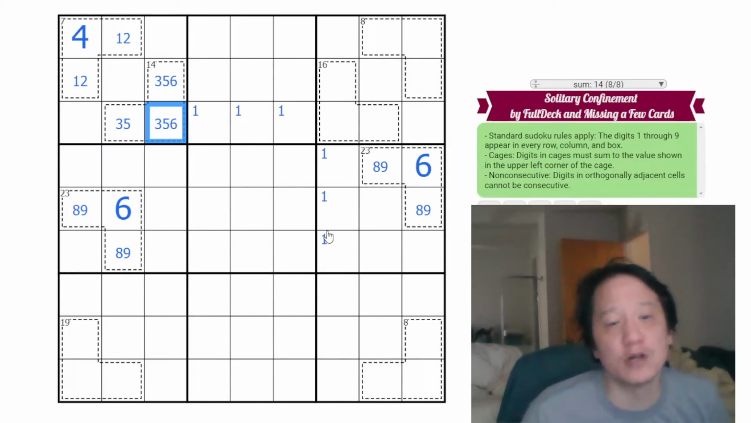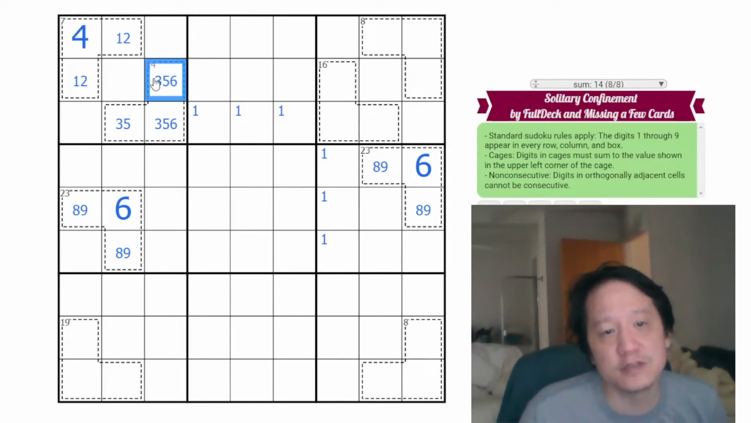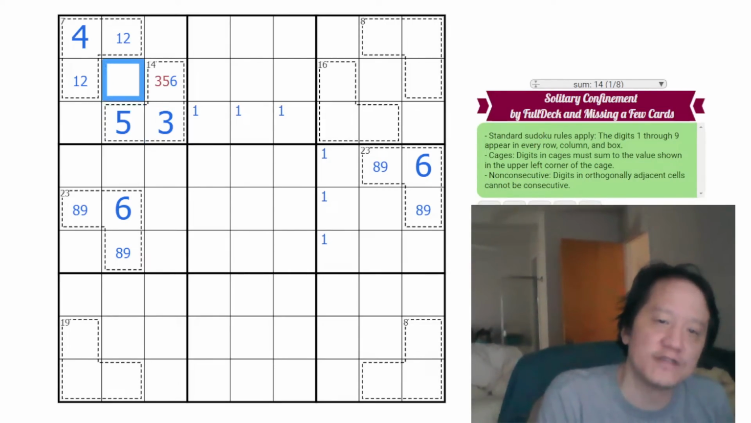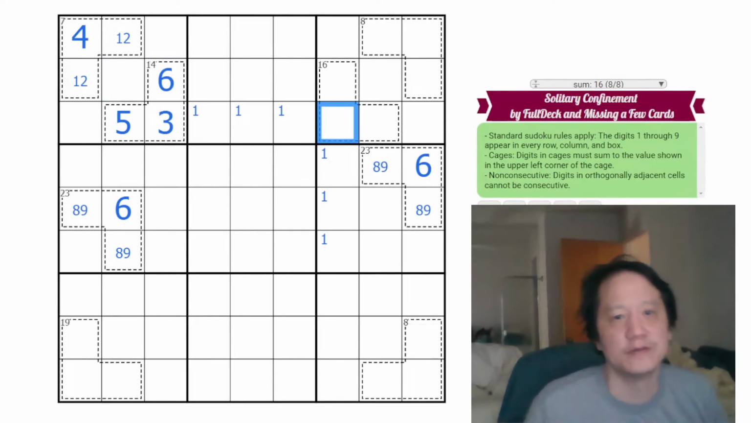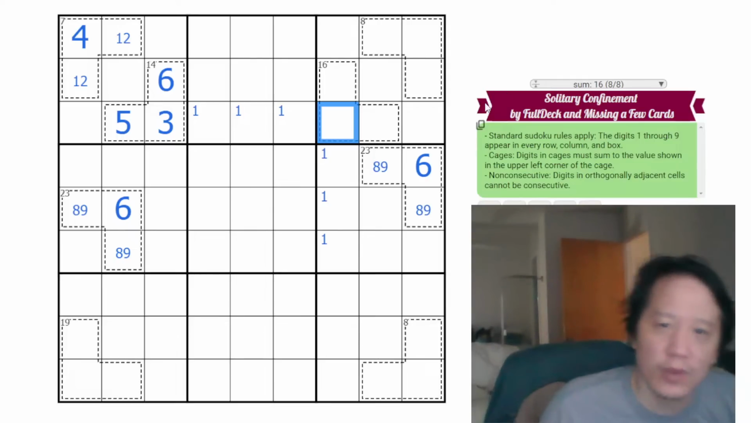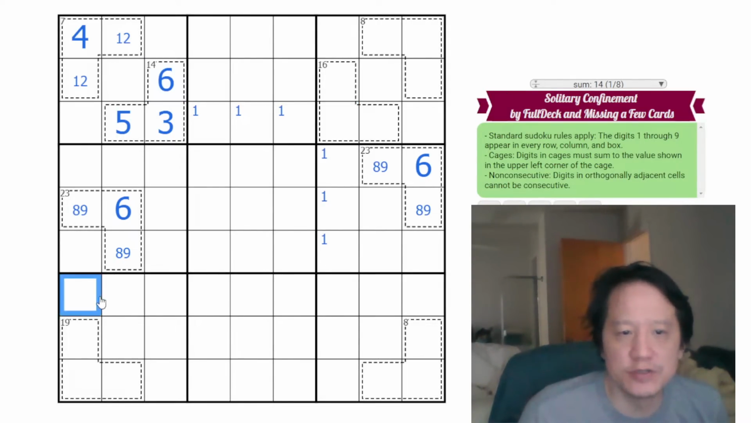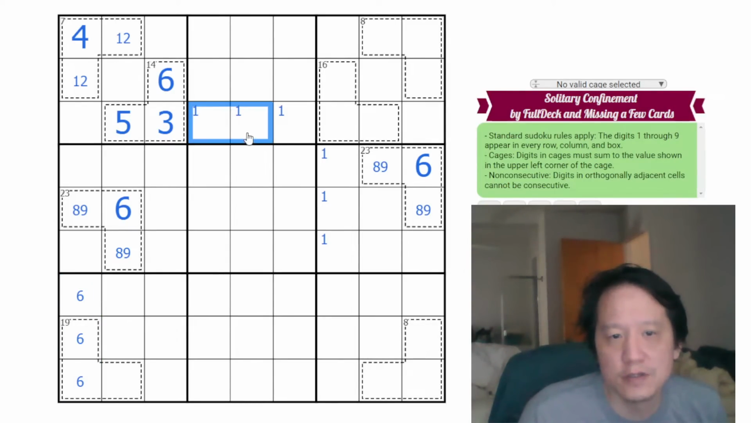Okay, so from the same logic, if this was 5 or 6, one of these would be orthogonally adjacent to this. So this has to be the 3, which makes that 5 and that 6. Okay. So we know 6 is there. The 6 has to be one of these. I'm not a big fan of those, so let's make that 1.